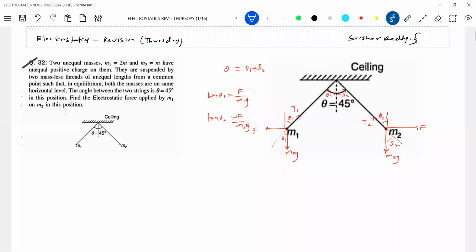So we know tan theta 1 and tan theta 2, masses are given. Let me substitute here. Now tan of theta 1 plus theta 2, that is tan theta, no? It should be equal to tan A plus tan B over 1 minus tan A tan B. Tan of theta 1 plus theta 2 should be equal to 1. Tan theta 1 will be F by M1G, tan theta 2 is F by M2G, divided by 1 minus the product of F by M1G and F by M2G.